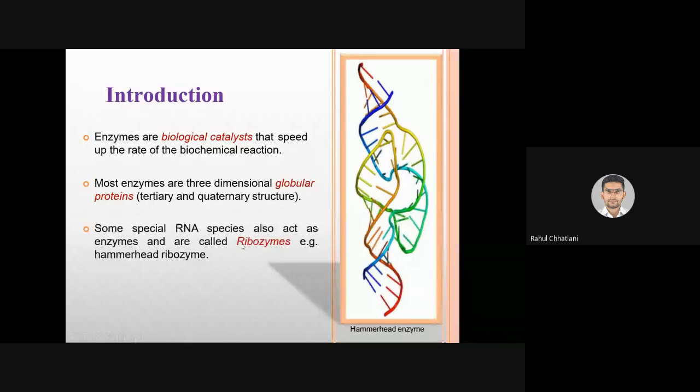So mainly you have to remember they are biological catalysts. Catalyst means they will help in the process. Second, they are globular proteins having tertiary and quaternary structures. Here we have seen a collection of alpha helix and beta sheet. Remember those terms. And there are some special RNAs known as ribozymes which also act as enzymes.